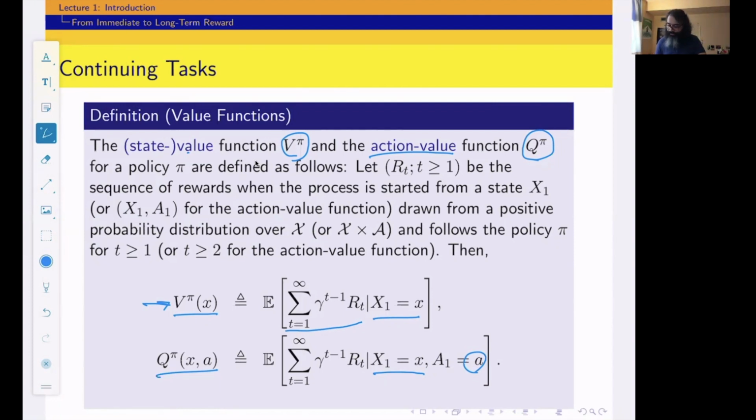So the rewards are a sequence of rewards, and the process starts from state x1, or x1, a1 for the action value function, drawn from a positive probability distribution over states, or x, a. This is a technical definition so that everything is well defined. Basically, the conditional expectation would be well defined. And then we follow the policy pi for time t equal to 1, 2, and up to infinity. That's for v pi, or after t equal to 2 for the action value function. Then we have these two definitions.